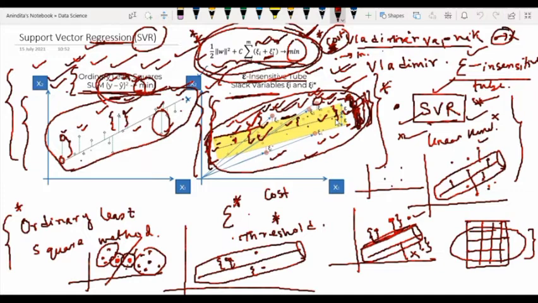But I can ask you one question. Can I call these points vectors? Whatever points we have on the left hand side, can I call these points vectors, or do we call them just data points?